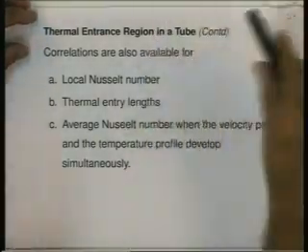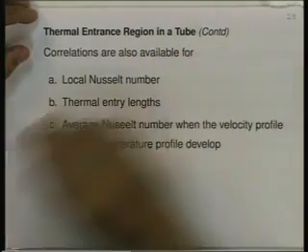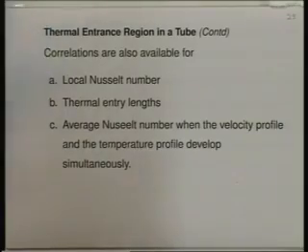Now, these correlations which we looked at are for a situation where the velocity profile is fully developed, but the temperature profile is developing. This means that before heating of any kind begins, there is a length of tube through which the fluid has been flowing, so the velocity profile is fully developed.